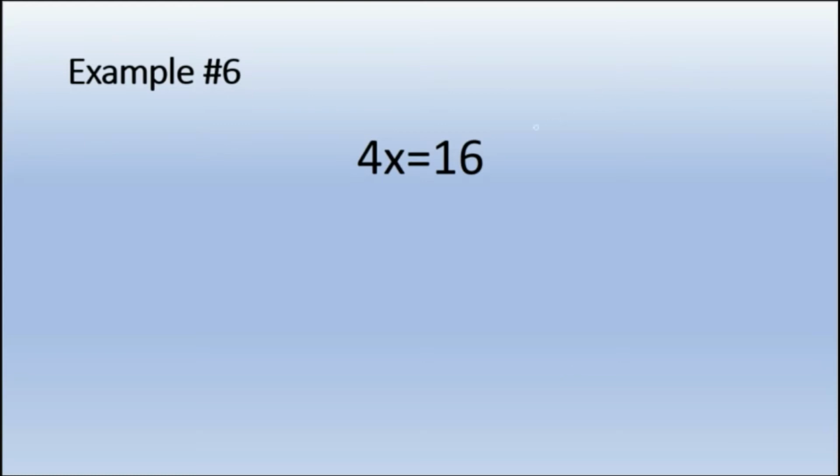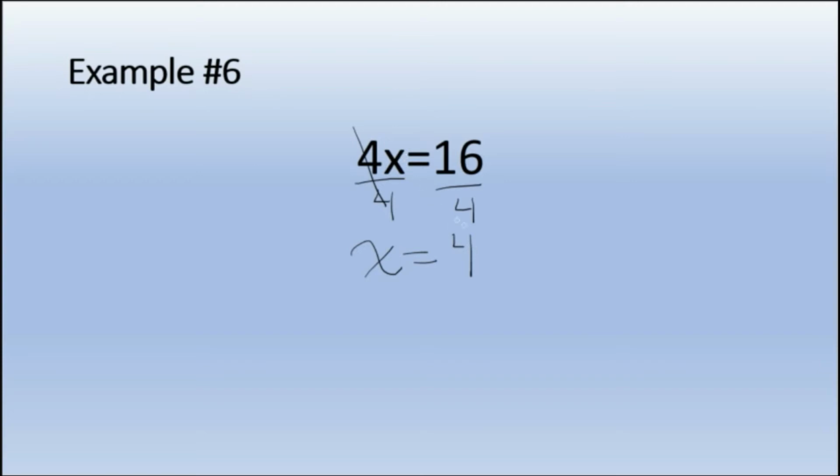Okay, last multiplication one. We have an x being multiplied by 4 equals 16. We need the x just by itself, so we're going to divide by 4. These cancel, leaving us with just x. On the right side we have 16 divided by 4, which is just 4. So we have x equals 4.